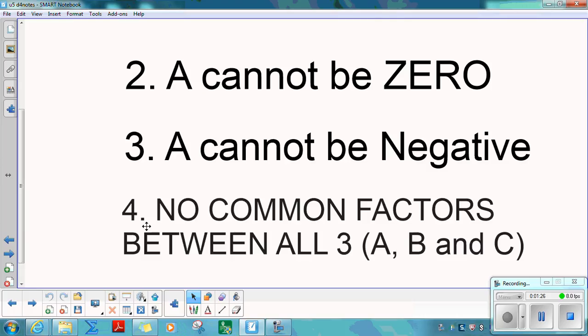And then the last and final one is that there are no common factors between all three numbers. So if they can all be divided by the same number, you need to do that division and reduce that number. Okay?